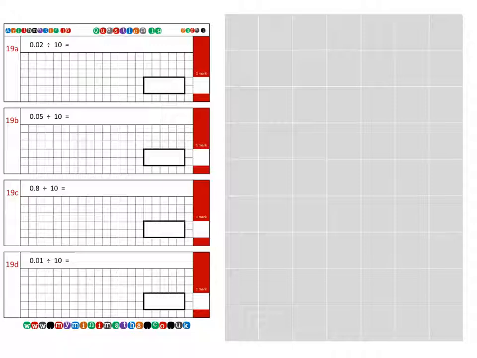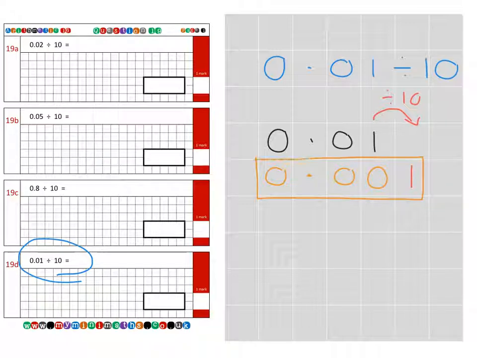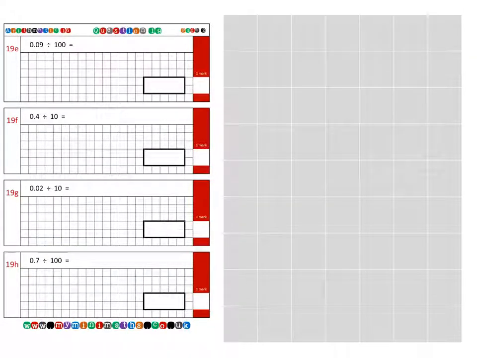And on to question 19d, which is asking 0.01 divided by 10. So if we write out the original value of 0.01, and then we divide it by 10, we move our hundredth into the thousandths column, and then we fill in our missing spaces, our empty gaps, with zeros to give us a final answer of 0.001.